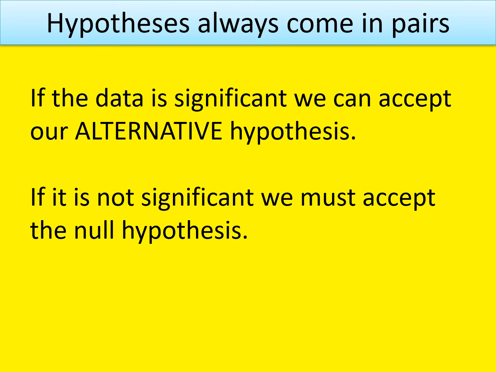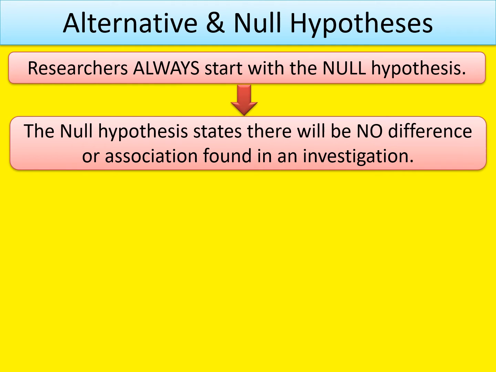Okay, so any investigation always starts with a hypothesis, and hypotheses always come in pairs. So if the data is significant in our investigation, we can accept our alternative hypothesis. If it's not significant, we must accept the null hypothesis. So researchers always start with the null hypothesis. All sciences will do this. And the null hypothesis states there will be no difference or association found in an investigation. And we start with the null because we want to disprove the null.